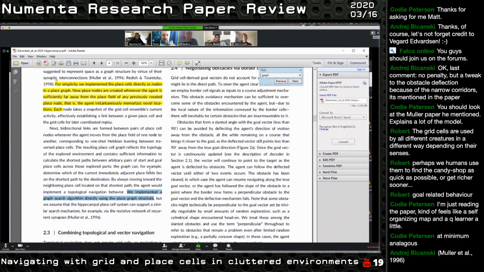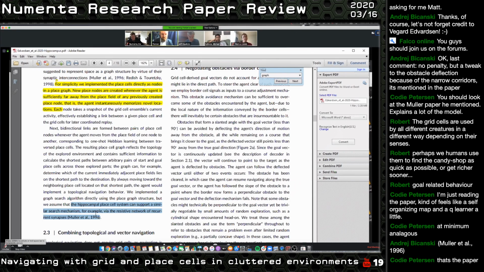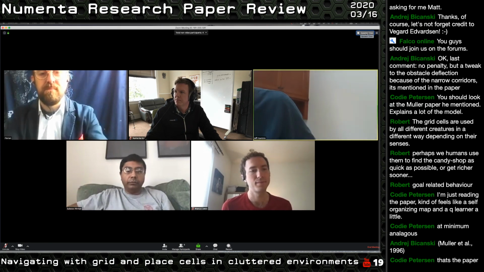Well, I mean, they quote a paper here. I haven't checked it out. Mueller et al. 1996, where they say they assume that the hippocampal place cell system can support a similar graph search mechanism, for example, via the resistive network of recurrent synapses, which is apparently some implementation. Andre suggests that we read that. Mueller, was it? Yeah, Mueller 1996, the hippocampal is the cognitive graph. I think I printed that out. Did we read that once? I don't know. All right. I did not read that one.